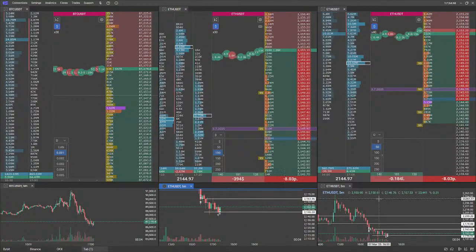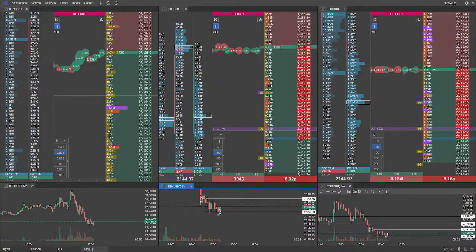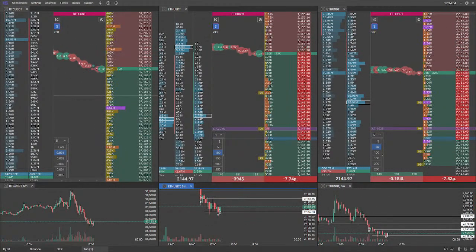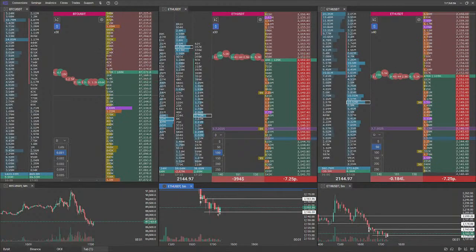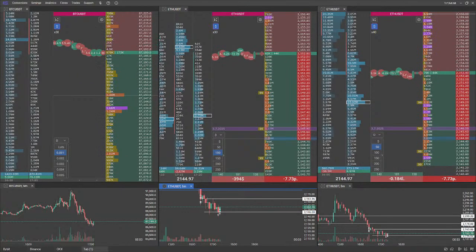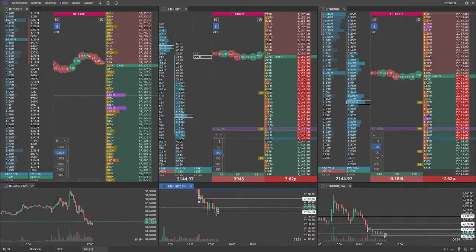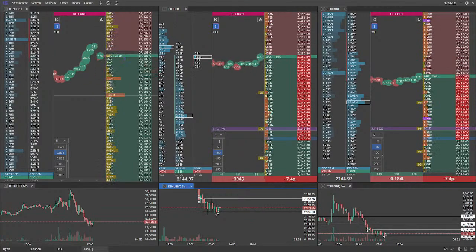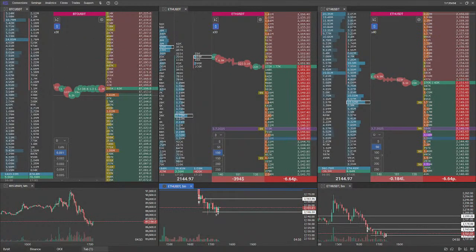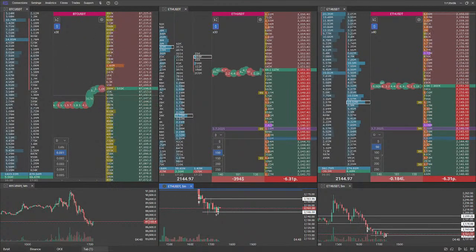And I repeat, I say I don't short resistance nor buy support. So I do the opposite. I short supports and long resistance.